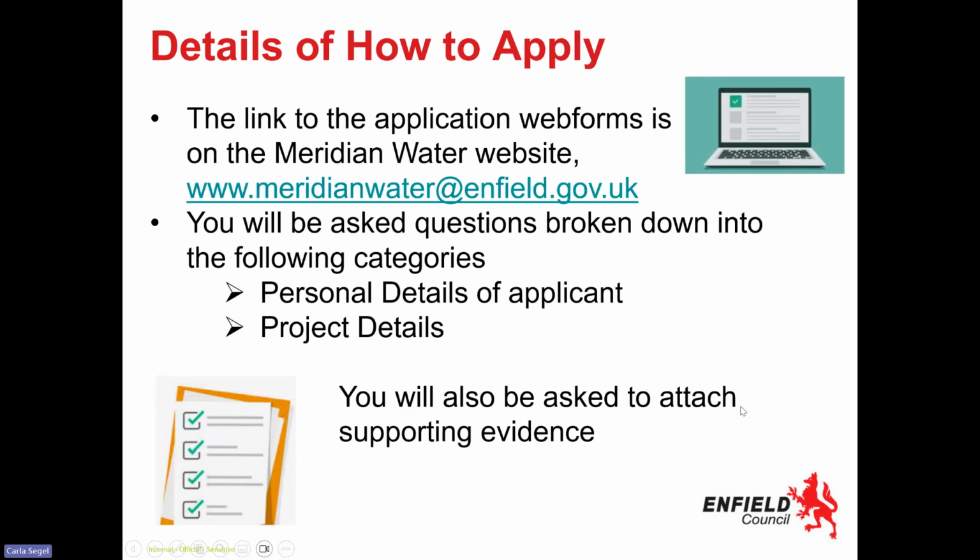In terms of how you actually apply, there is a link to the web forms on the Meridian Water website, and that information is up on the screen right now. You will be asked questions broken down into the following categories. Personal details, so this is your details, the person who is applying for this grant. The project details, what it is that you are applying for, and then you will be asked to attach some supporting evidence.